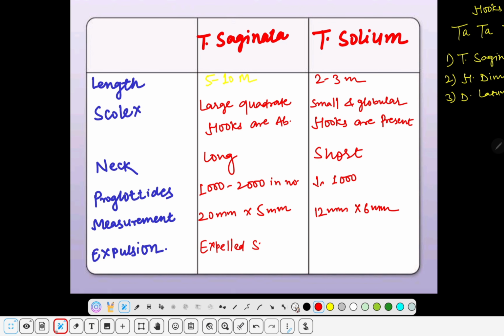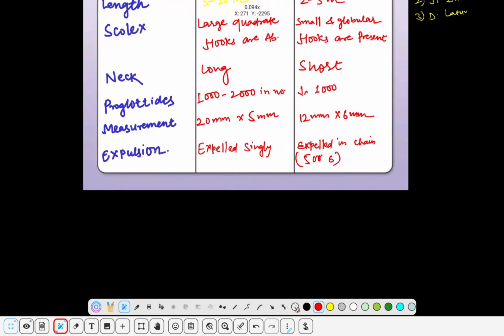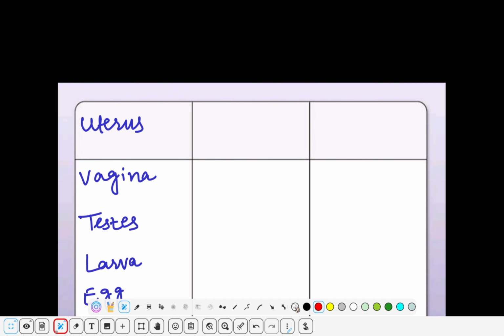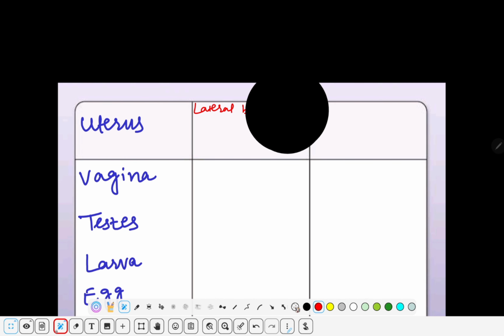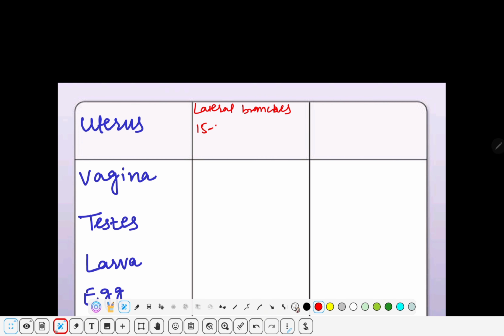Talking about expulsion, Taenia saginata will be expelled singly, but Taenia solium will be expelled in a chain. That's why Taenia saginata is longer and Taenia solium is shorter, because it is expelled in chain form, 5 to 6 in one chain. Talking about the uterus, we have lateral branches, 15 to 30 on each side in Taenia saginata, and 5 to 10 lateral branches on each side in Taenia solium.